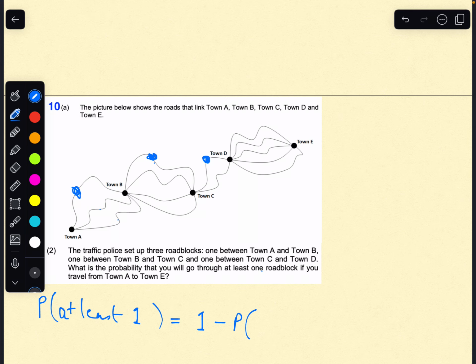That will be the same as 1 minus the probability that 0 roadblocks are encountered. The driver does not go through any. What does that even mean, guys?